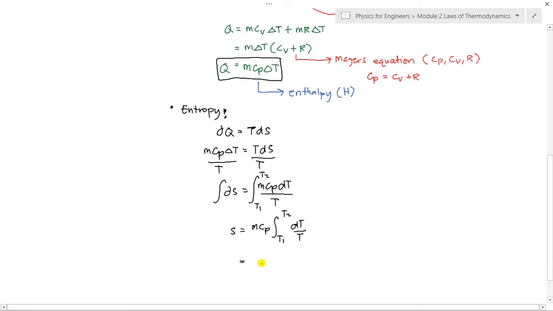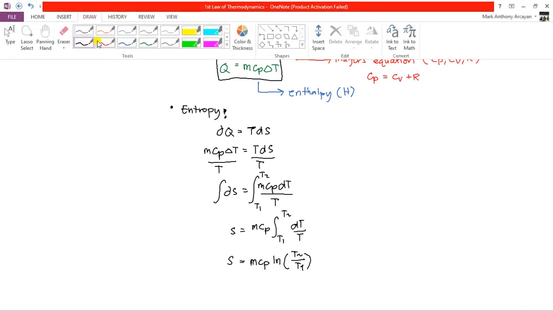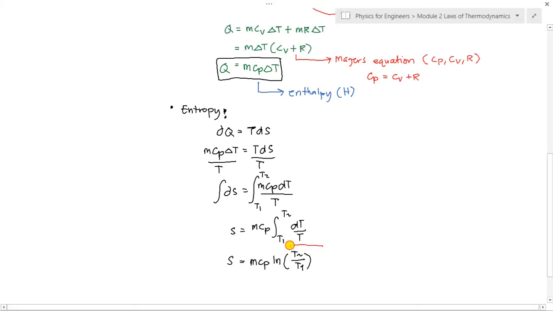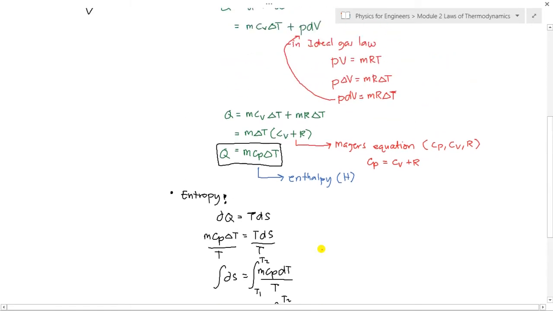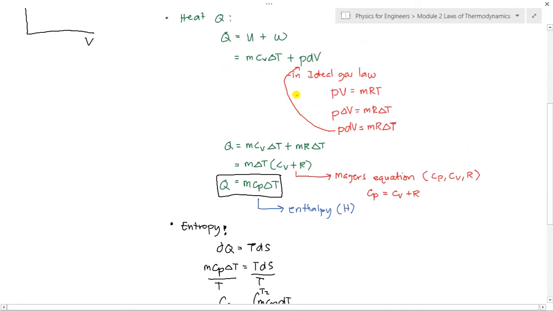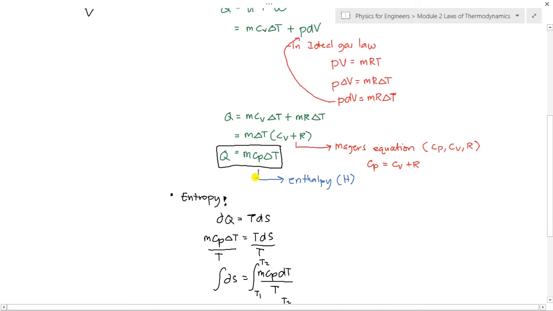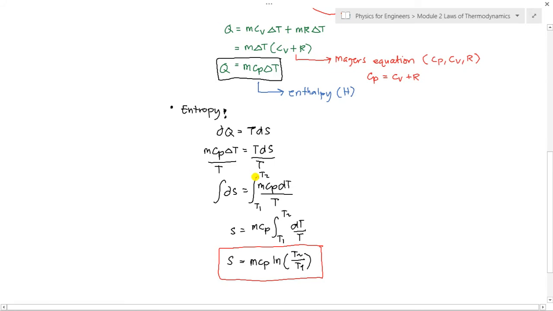So here the integral of this one is ln. That would be mCp ln of T2 all over T1. So this is the formula for our entropy at constant pressure. There is a lot to remember, class. Again, you can have Q as mCv delta T plus PdV, or you can just have mCp delta T. We derived that, then entropy.